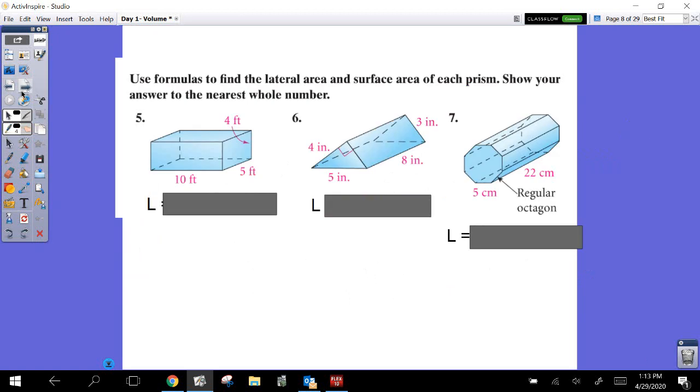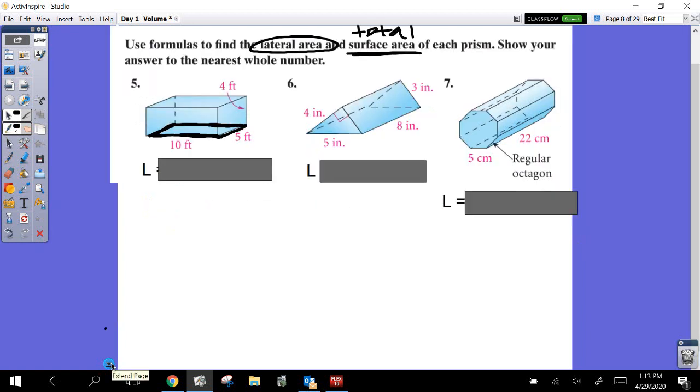Okay. So the first one is a rectangular prism. And again, with rectangular prisms, the one that's on the bottom is what I'm going to say is the base. Okay. So that's going to be our B. So it says, use the formulas to find the lateral area and total. So if it doesn't say anything, it means total surface area of each prism. Okay. So let's do that.